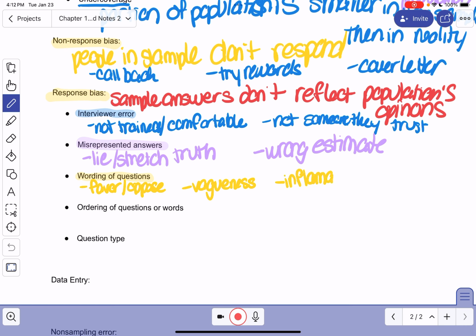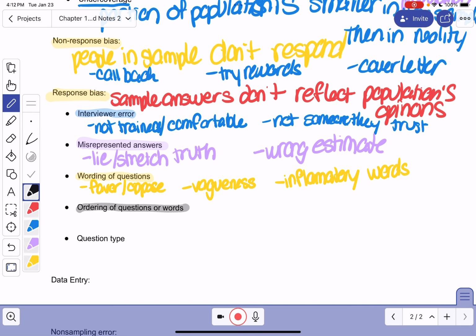Inflammatory words. So if your words are saying, hey, do you think we should fix this piece of junk road? That might get more people to say yes than just, do you think we should fix this road? So the wording of the question can change people's answers instead of their actual beliefs.